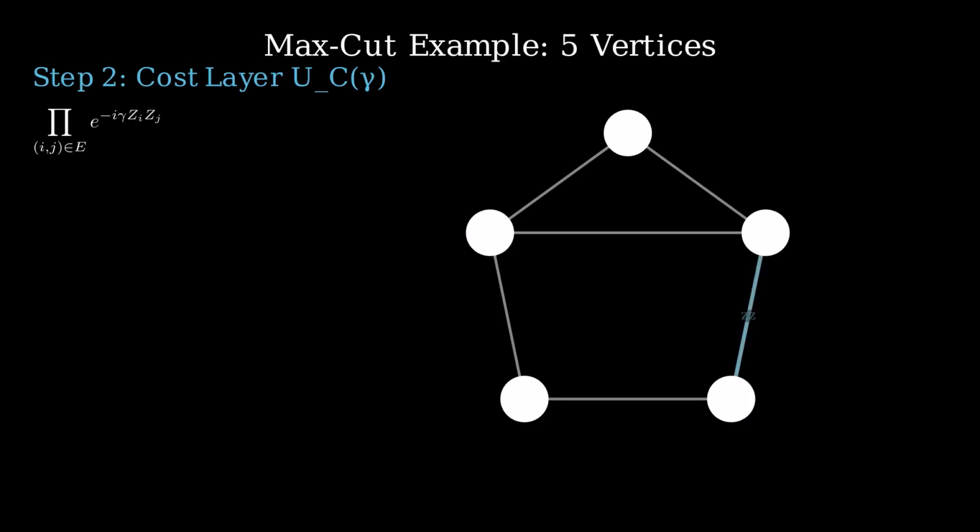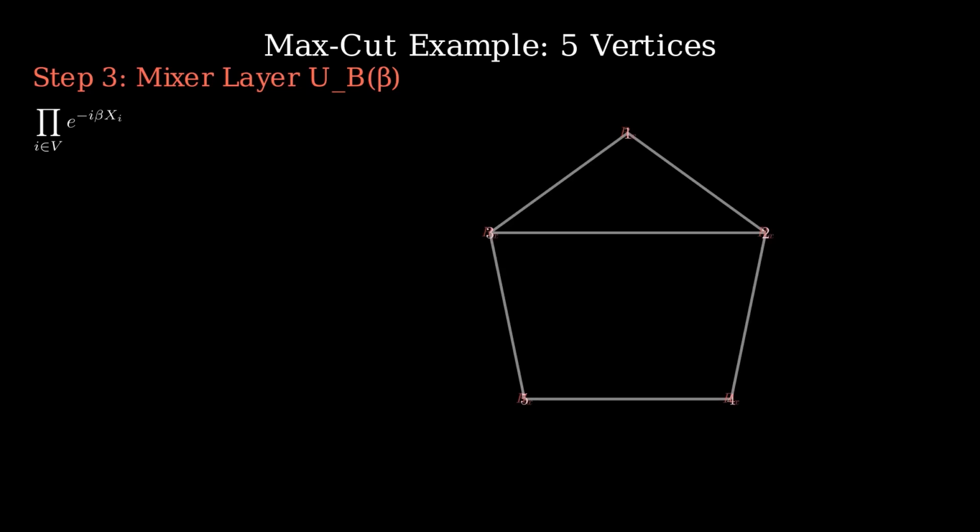This creates phase relationships that favor configurations with more cut edges. Step 3. We apply the U of B of beta mixer to explore solutions. We apply X rotation gates to all qubits. This allows the system to transition between different cut configurations.